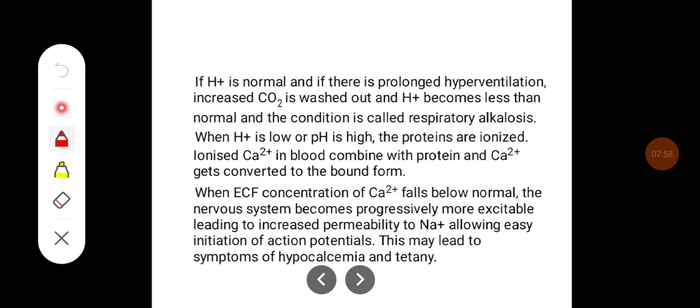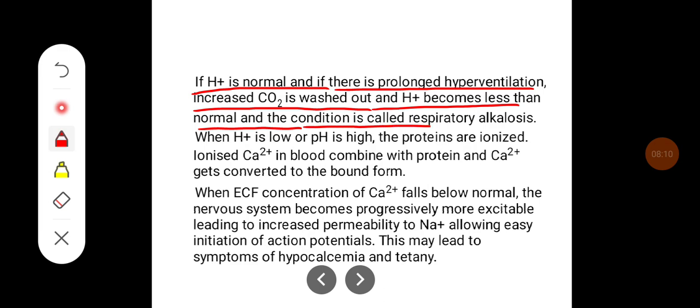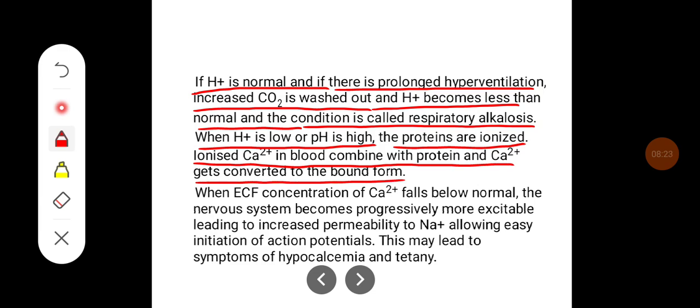If H+ is normal and there is a prolonged hyperventilation, increased carbon dioxide is washed out and H+ becomes less than normal, and the condition is called respiratory alkalosis. When H+ is low or pH is high, the proteins are ionized. Ionized calcium in blood combines with protein and calcium gets converted into bound form.